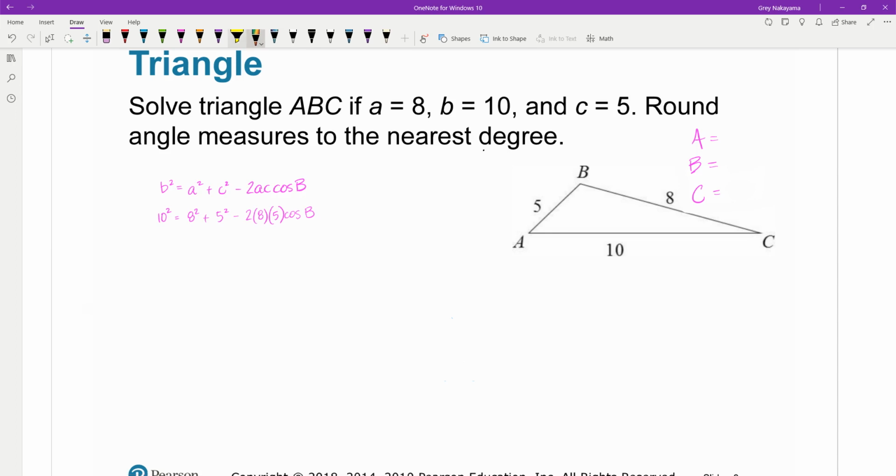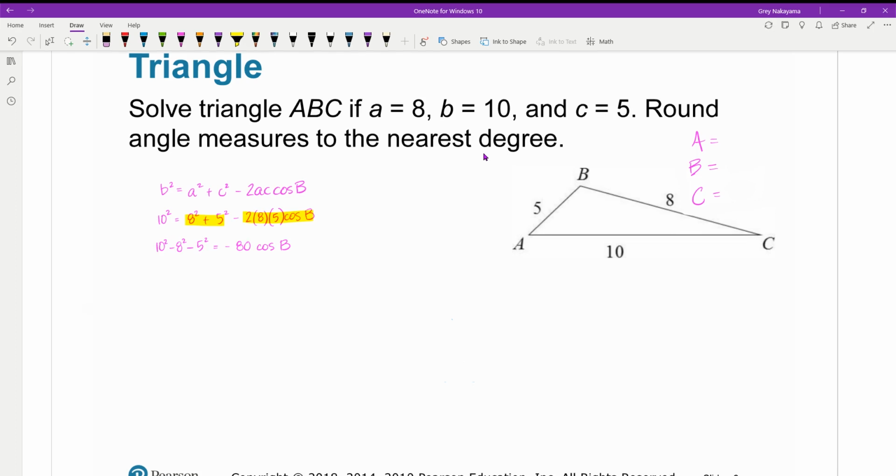So a lot of people mess this up. Y'all got to remember your order of operations. So in solving this, you cannot do anything with this yet. So I'm going to subtract both of these first. And again, y'all, I'm writing it out because I only want to pick up my calculator once. So 10 squared minus 8 squared minus 5 squared equals, and you can multiply 2 times 8 times 5, and that's negative 80 times the cosine of B. And then I divide by negative 80, so I'm going to have the cosine of B is equal to that.